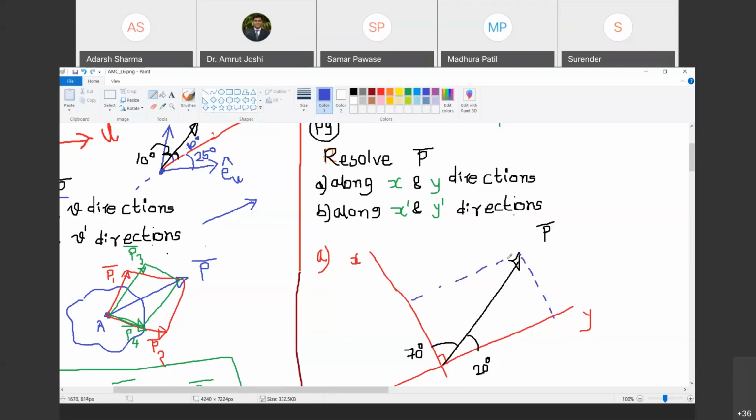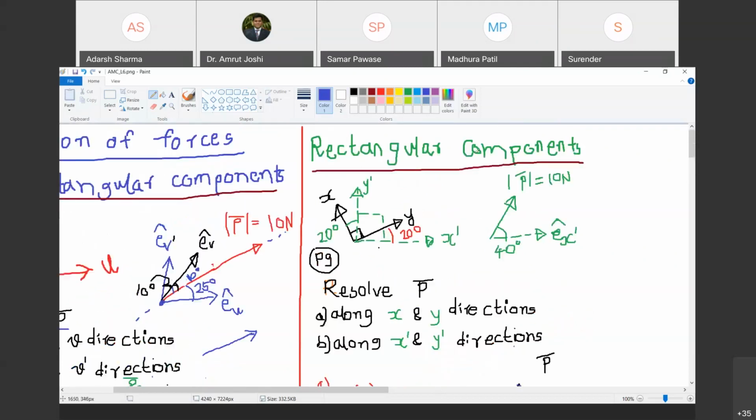Now tell me, is this completed parallelogram in fact a rectangle? Yes, sir, because this angle is 90 degree, this angle is 90 degree. All the angles are 90 degree. It is a rectangle. Do you agree with me? Yes, sir. Therefore, we call these components rectangular components.